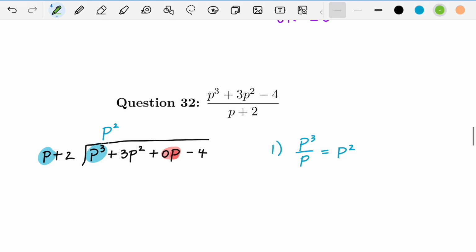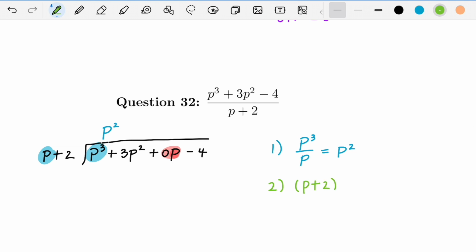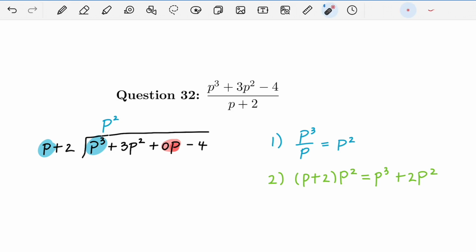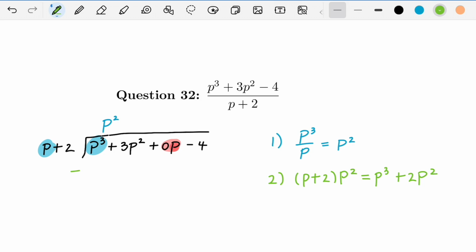Now our second step, we're going to multiply this result p squared by our divisor, this p plus 2. Doing so, we're going to get p cubed plus 2p squared. And then with this, we're going to subtract out this result here from this guy. So subtracting out p cubed plus 2p squared.